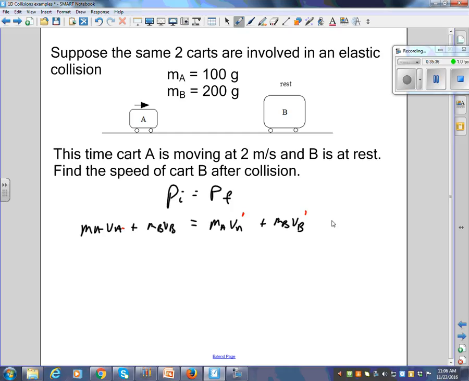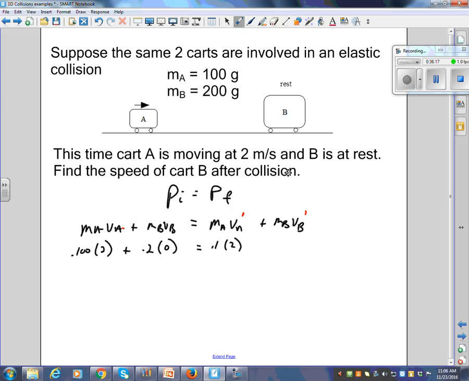Okay. And actually, once you get that far, the math is relatively simple. So what's the mass of A? 0.1. The velocity of A is 2. The mass of B is 0.2. The velocity of B is, oh, it's 0. Is that nice? Is that handy? Yeah, it makes things a little simpler. The mass of A remains 0.1. VA prime is 2. It told us this here.